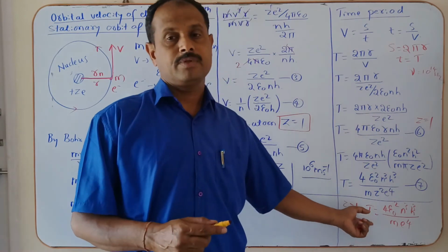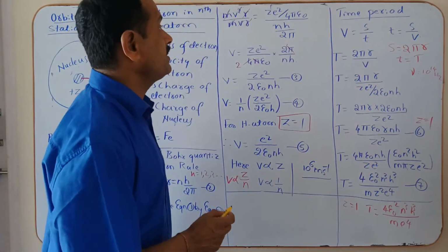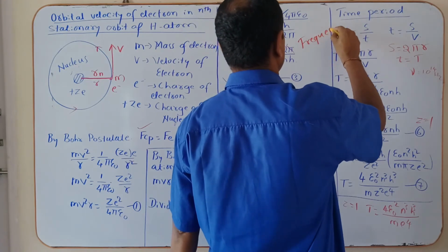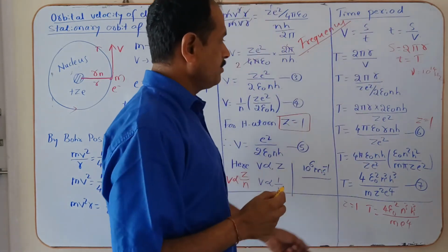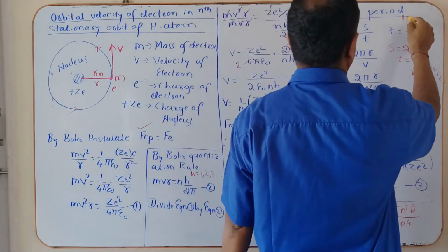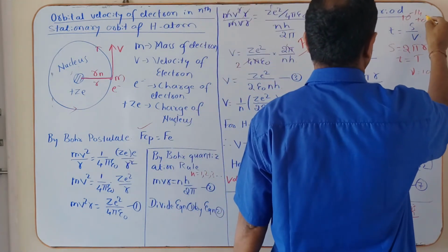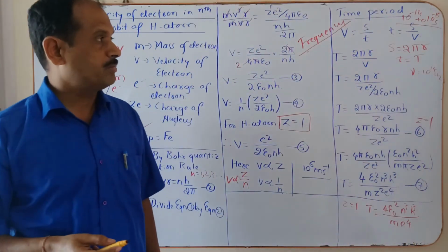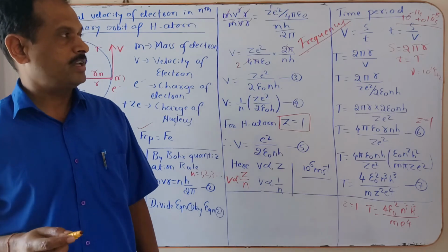Time period. Then you come to the point frequency. Now the next point is frequency, the frequency of the revolution. How much time period did you get here? Time period is in the order of 10 to the power of minus 14 to 10 to the power of minus 15 second.